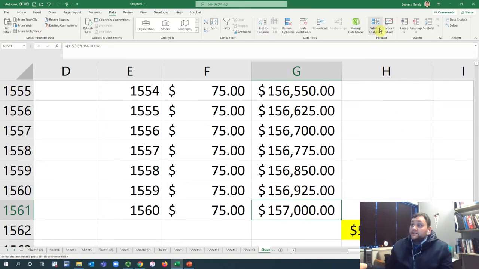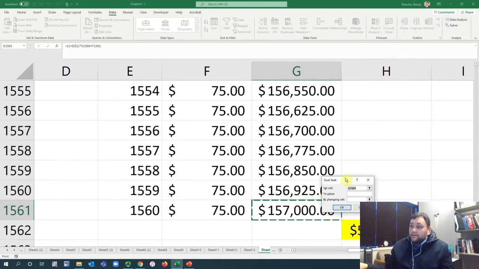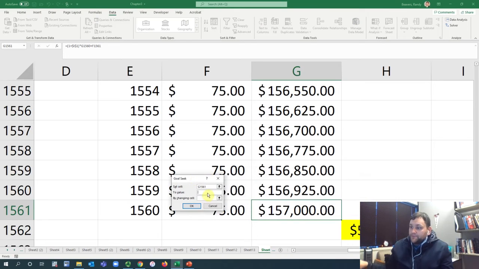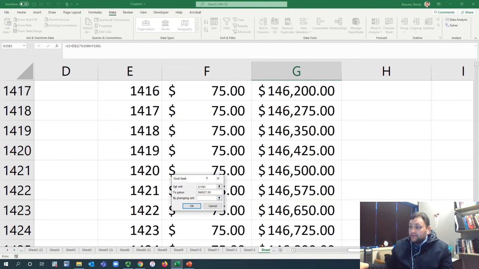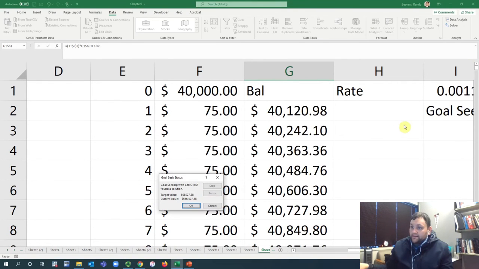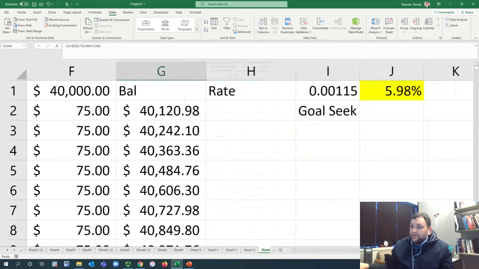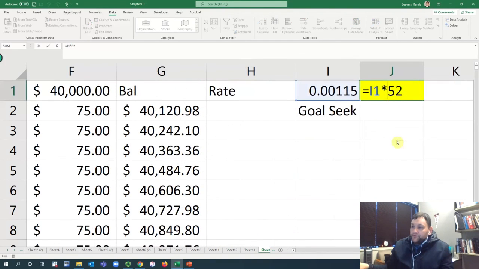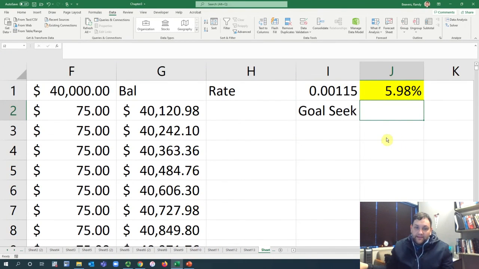All right, so what if goal seek? I'm going to set this cell to be equal to 566,527.38. And we're going to do that by changing, go back up here to the rate in this cell, click OK, and it will calculate for us. And then now we've got the number to get the final answer. Multiply this by 52 to make it an annual rate, and we get the solution of 5.98%.